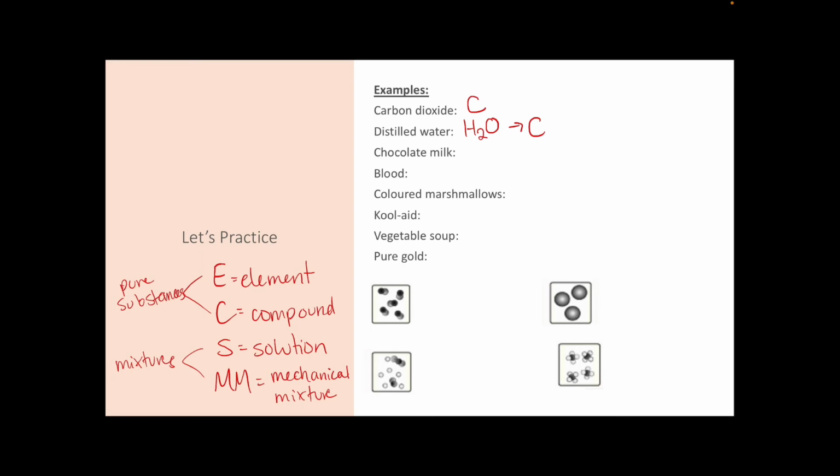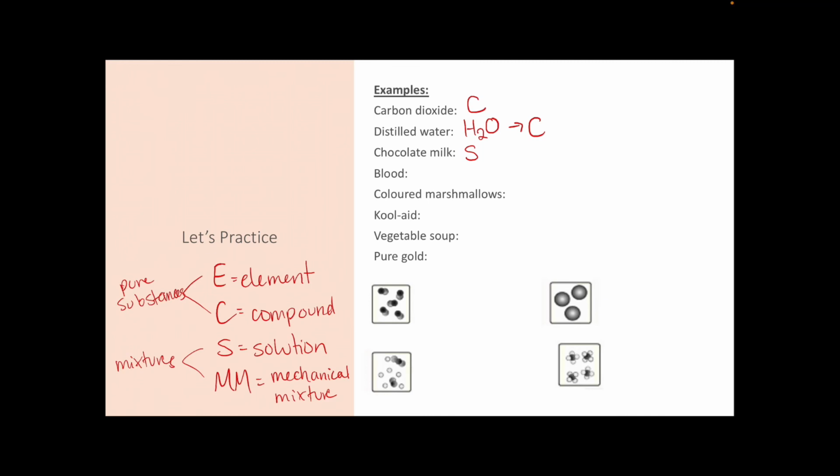What about chocolate milk? Think of what makes up chocolate milk. Well, it's definitely not an element, and it's not just a compound. It has to be a solution. Remember, it's uniform throughout. We can't see the different parts, so it's a solution.